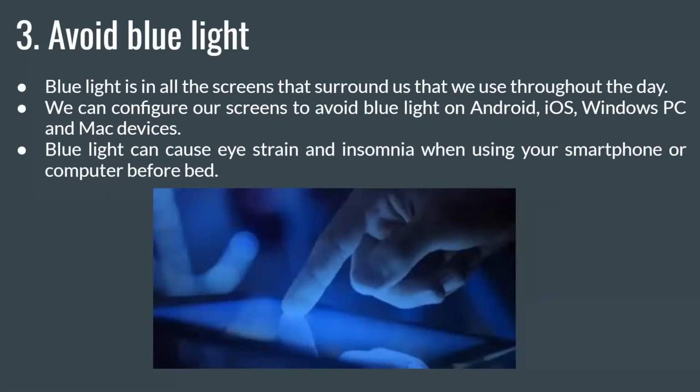Our third tip is to just avoid blue light. So blue light is light from the screens that surround us and that we use, and they can come from many different devices. We can configure our screens to avoid blue light on Android, iOS, Windows, and Mac devices. And blue light can cause eye strain and insomnia when using your smartphone or computer before bed. So that is why we usually say to avoid using your devices before sleeping.